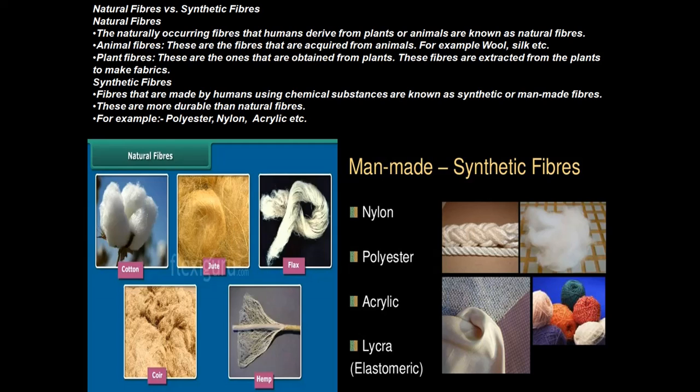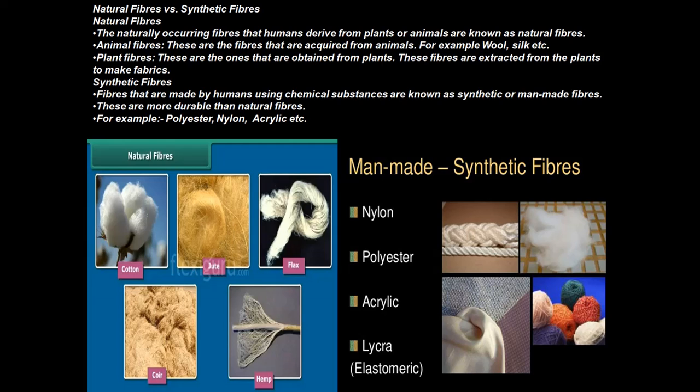Example, wool, silk, etc. Plant fibers are the fibers that are obtained from plants. These fibers are extracted from the plant to make fabric. Both plant fiber and animal fiber are natural fibers.